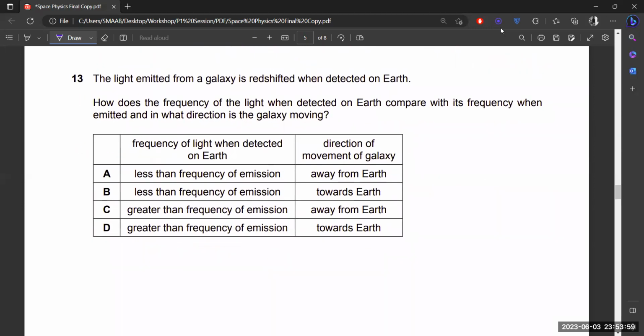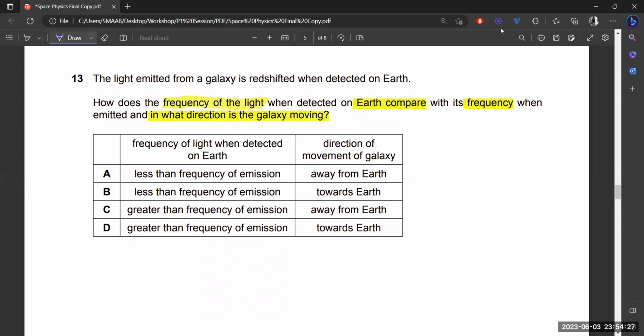Question number 13. The light emitted from a galaxy is redshifted when detected on Earth. Again, the same concept related to redshift. How does the frequency of the light when detected on the Earth compare with the frequency when emitted, and in which direction is the galaxy moving? So they are talking about the movement of the galaxy and the frequency of the light compared with the frequency when emitted.